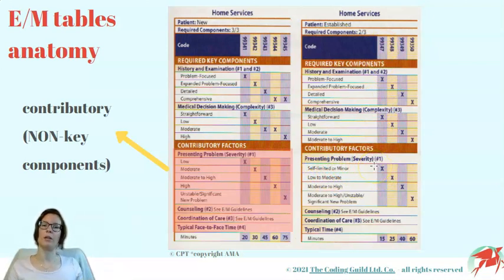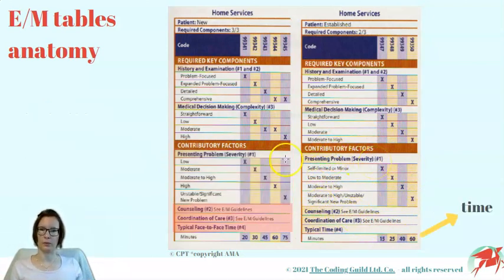For the exam, you can mostly forget about the presenting problem. They are not going to ask you to assign anything using this. Now, as for the second half of the contributory factors, that's a different story.